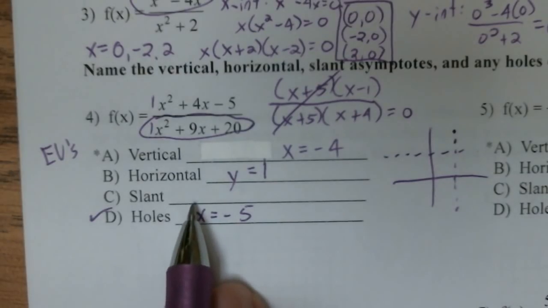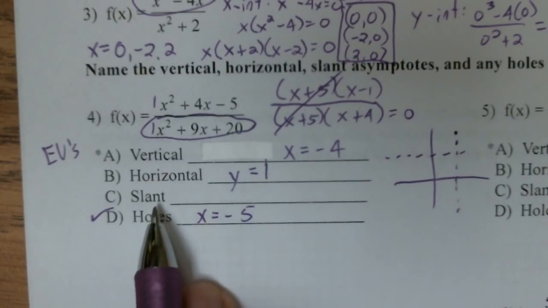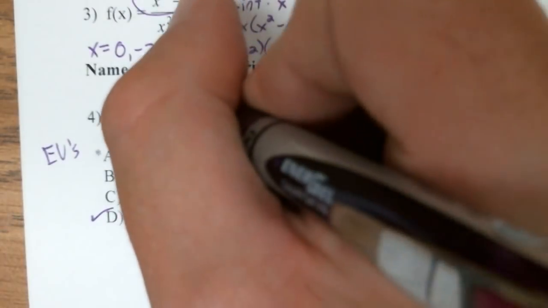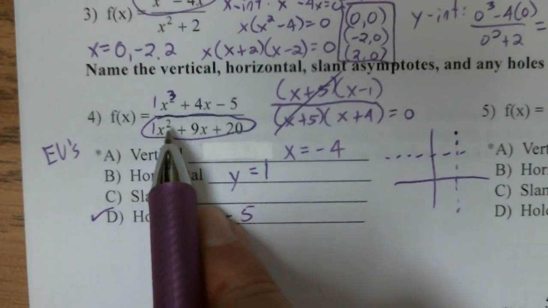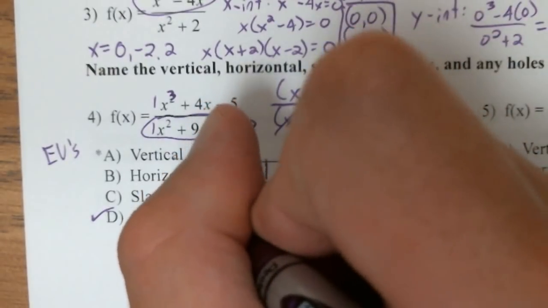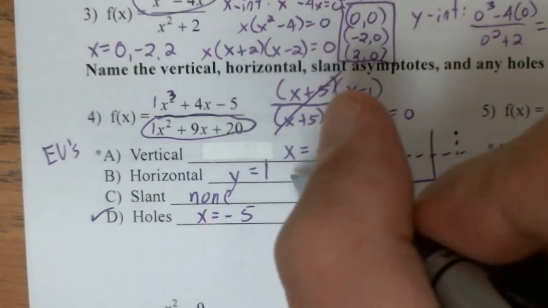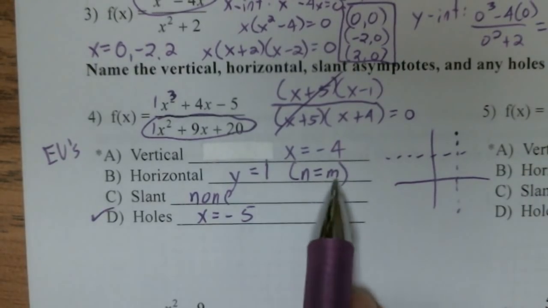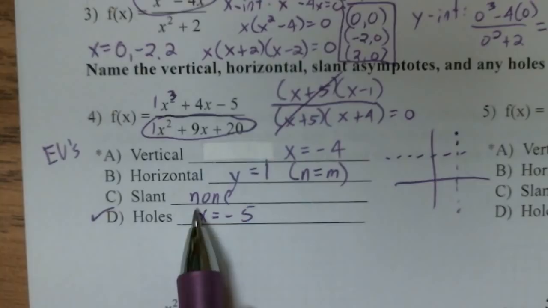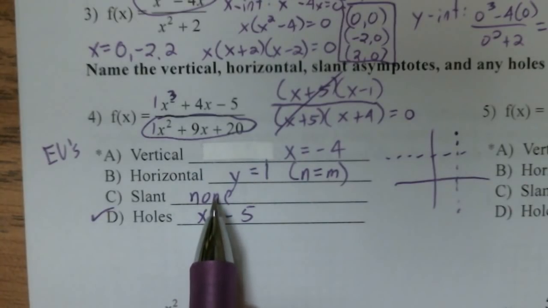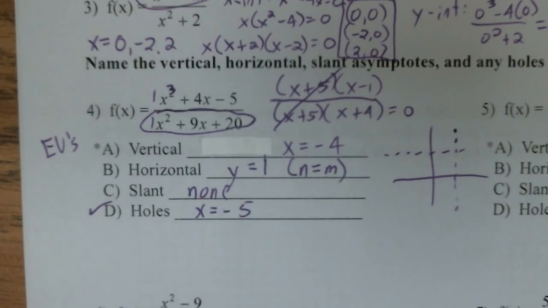Okay, for the slant asymptote, I only have a slant asymptote when I am top heavy by 1. So if this were a cube over a square, or a 4 over 3, then I have a slant asymptote. In this case, I don't have that. I just have, I'll put in parentheses here, n equals m. So when that occurs, you have a horizontal asymptote. And by the way, remember, you can never have a horizontal asymptote and a slant asymptote. You might have neither, but you can only have one or the other.